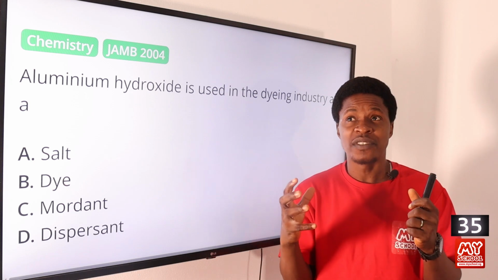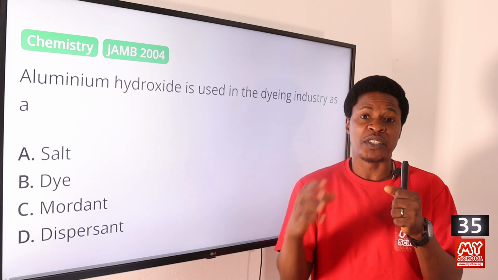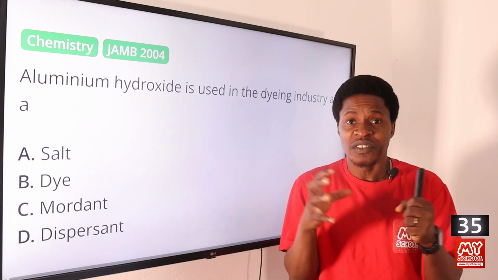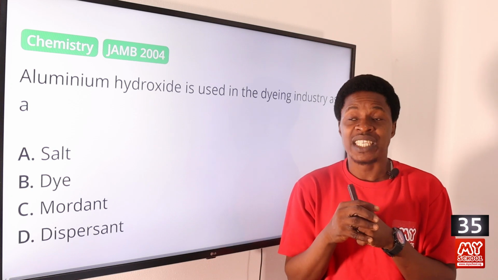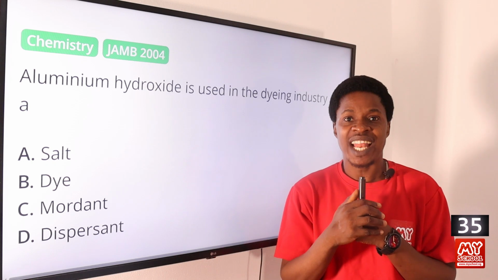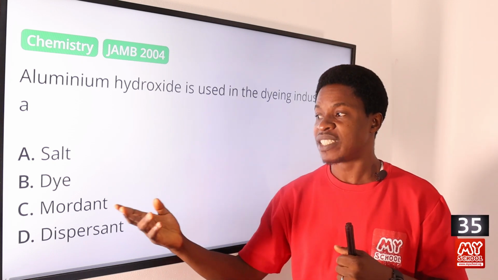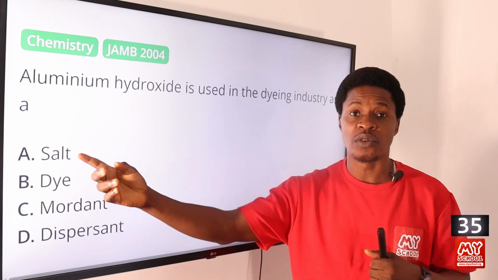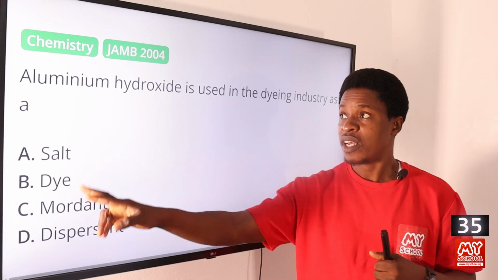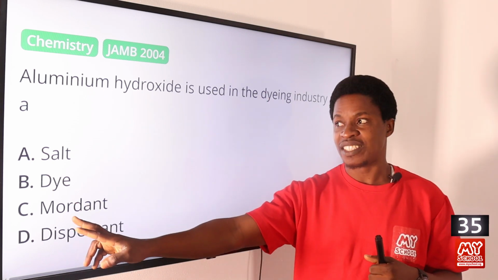It forms a bond, it forms a complex, yes, that's the word, a complex between the dye and the fabric. Once you form that, it's able to make the color of the dye be impacted and stay, and have a lasting effect on the fabric. That is what the mordant actually does. The function with the salt actually looks alike, but there's a little difference. So the aluminum hydroxide is used in the dyeing industry as a mordant, not as a salt.